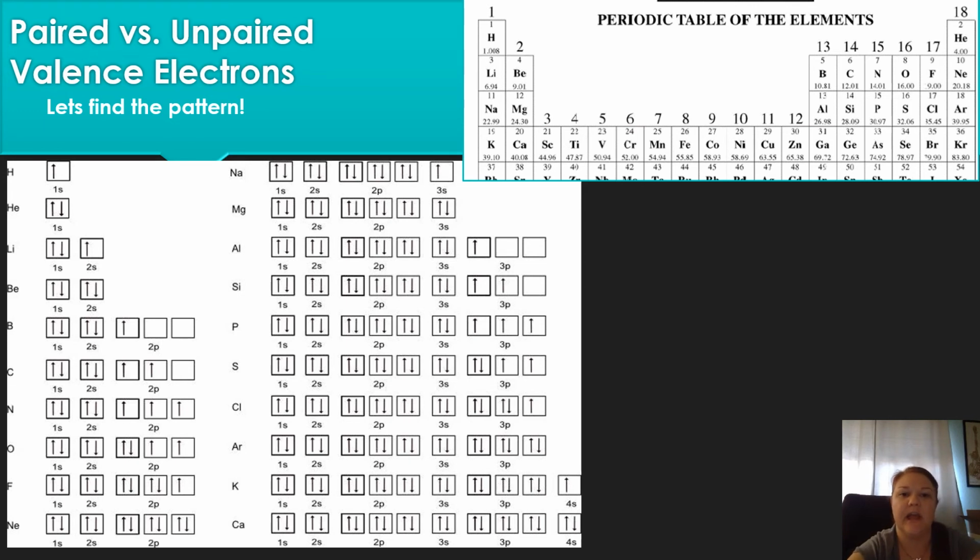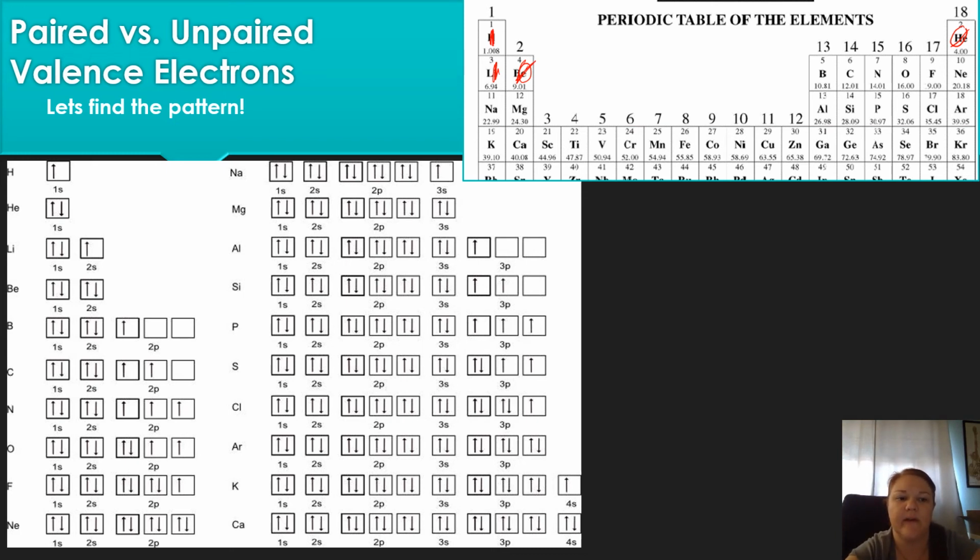Hydrogen has 1 unpaired electron. I'm just going to fill in over this periodic table how many unpaired electrons each element has. Helium's are paired, so it has 0. Then we go to lithium. Its 1s orbital is full. Its 2s orbital has 1 unpaired electron. Beryllium has no unpaired electrons, because both its 1s and 2s are full.